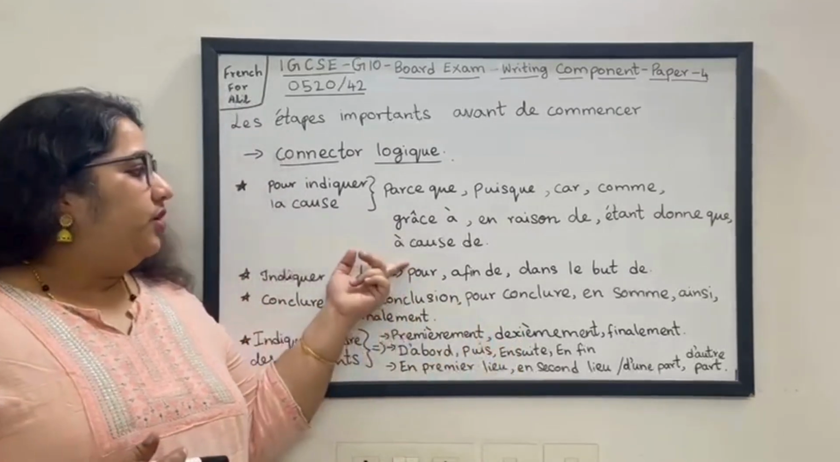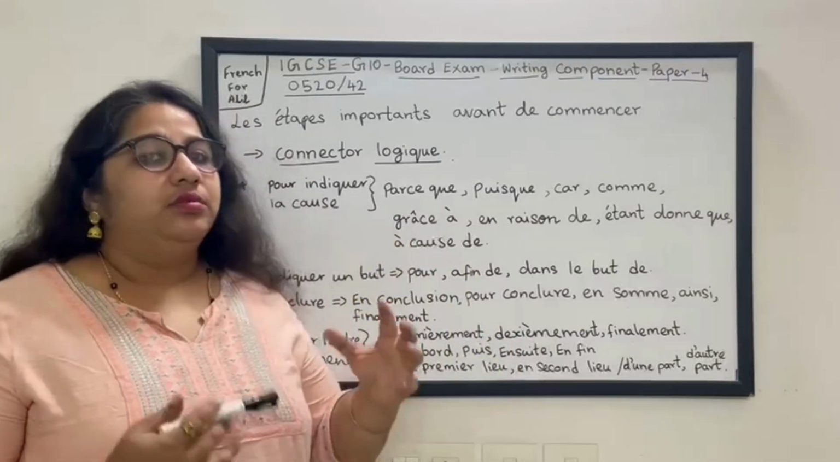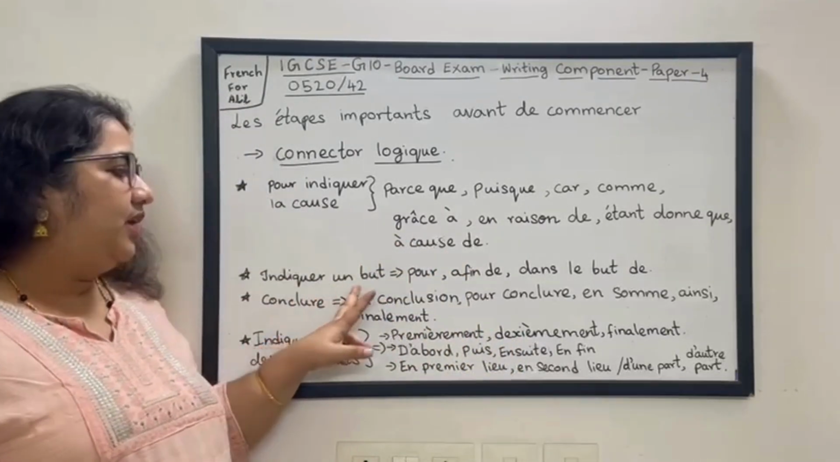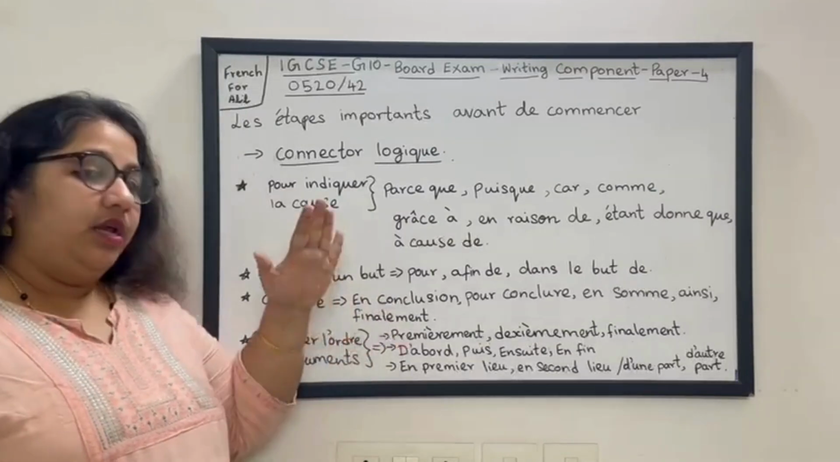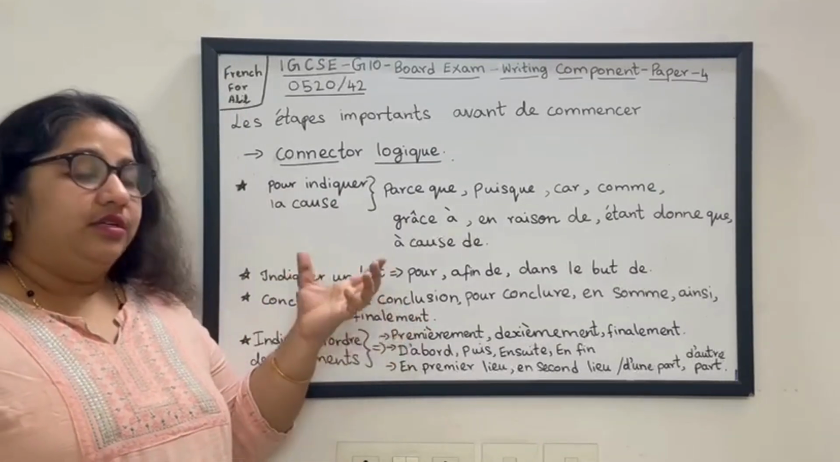Okay? So we use à cause de to talk about negative reasons. Indiquer le but, the second option. The second way to indicate connectors.